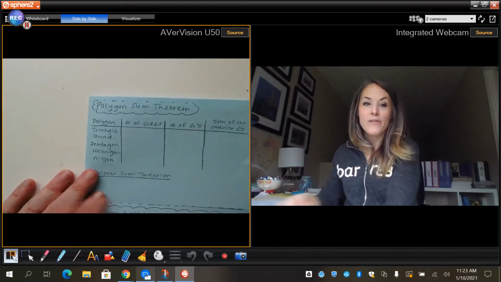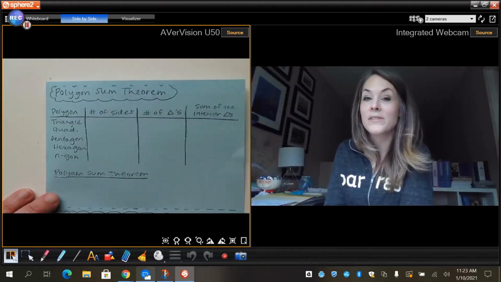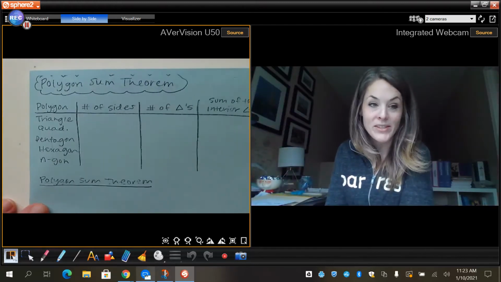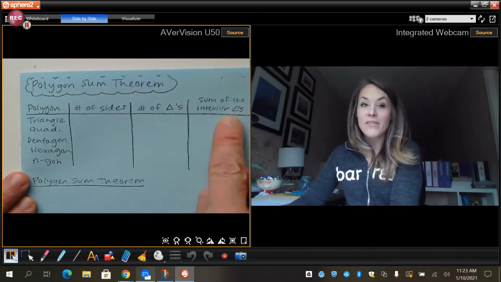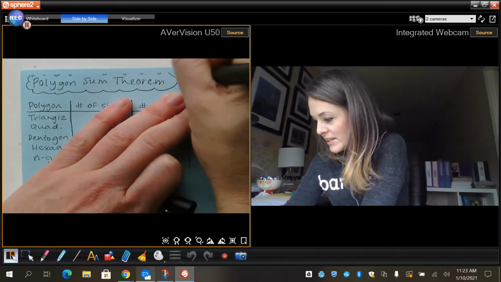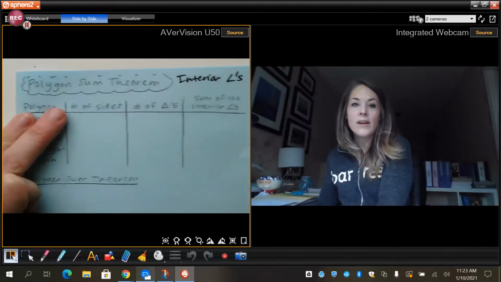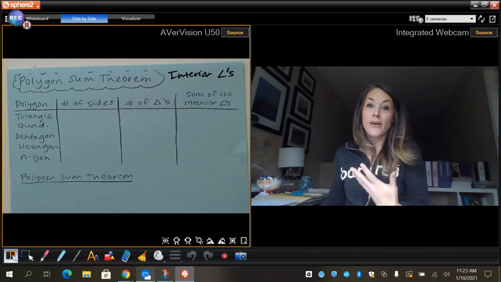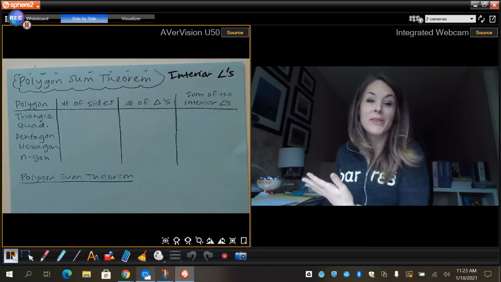Okay, we're going to go to the front side. And I said we were going to use our study of triangles to help us figure out some of these things about polygons. So what we're going to do is look at the sum of the interior angles. Okay, so polygon sum theorem, this is interior angles. Okay, so we're going to start with a triangle because we know some things about triangles because we've been working with them quite a bit.